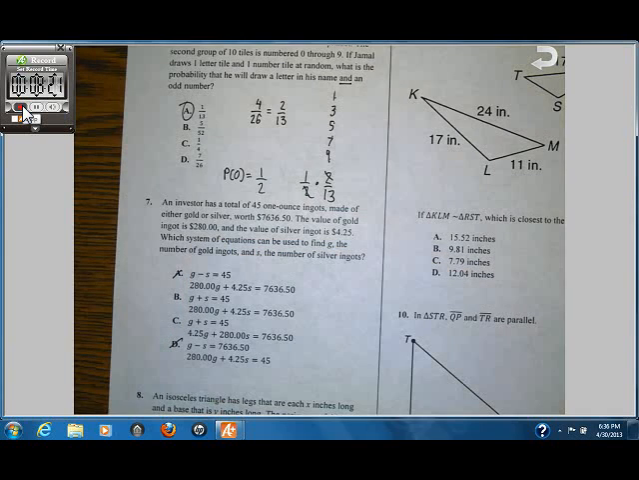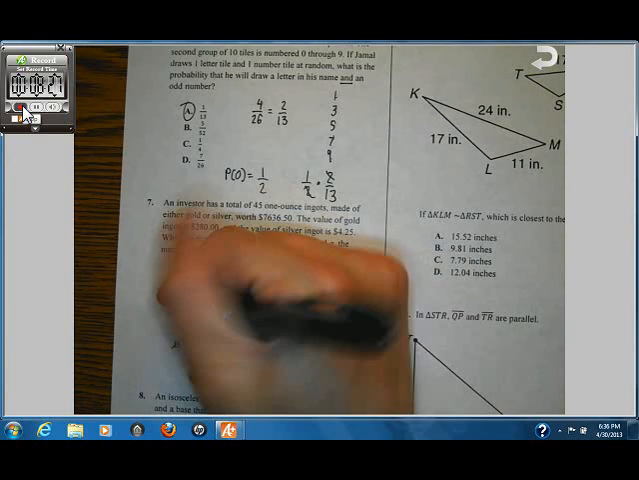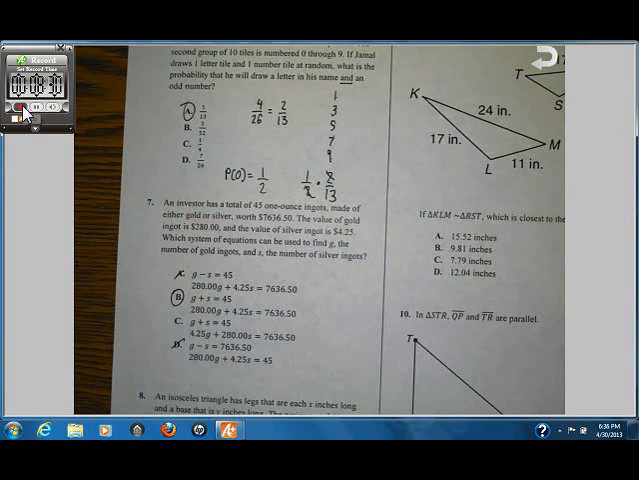Gold is worth 280, silver is worth 425. That is the correct response. C has the variable switched, which is not the correct response. Next one.